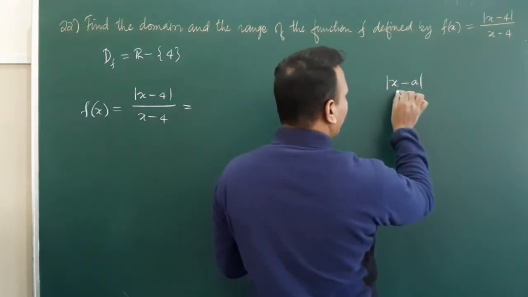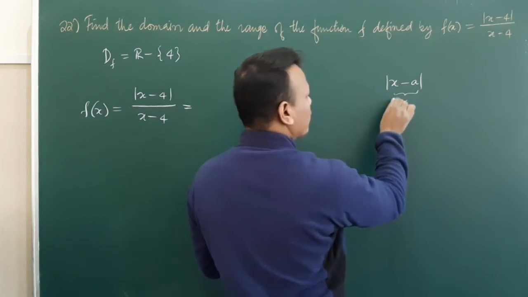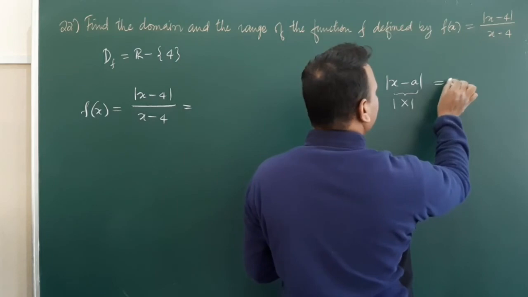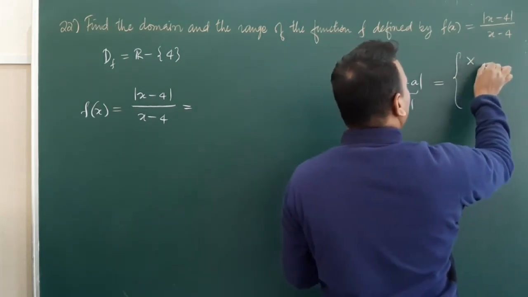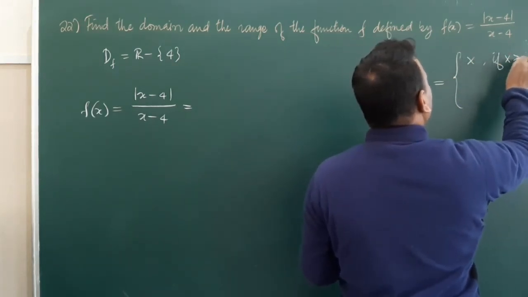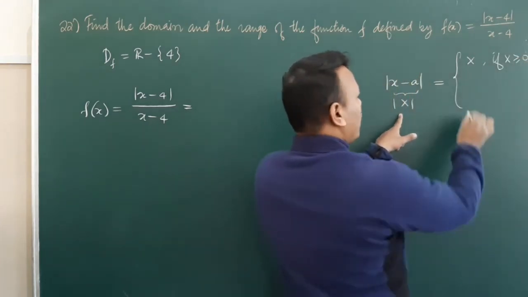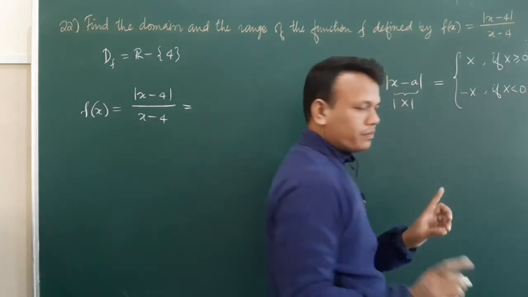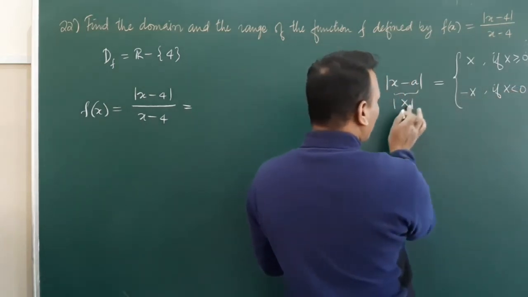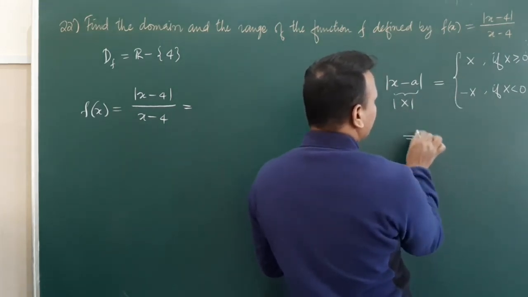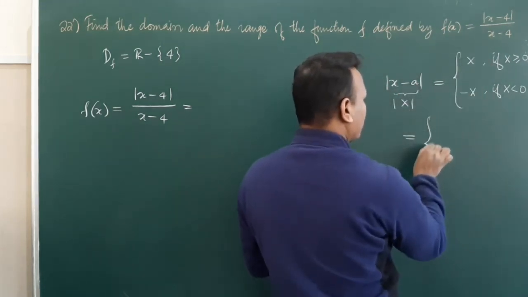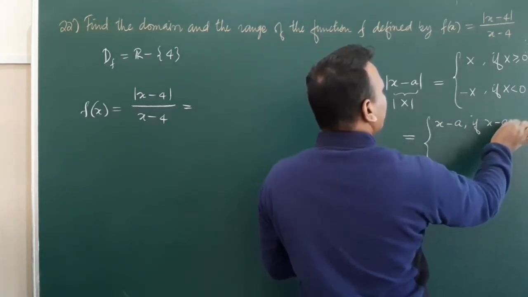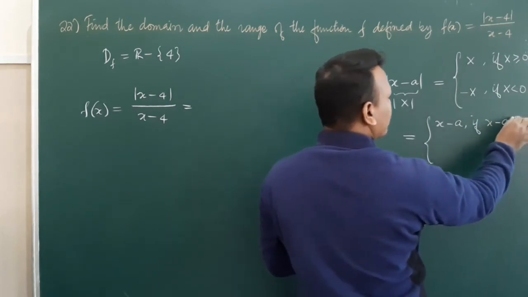Alright, so if I call this capital X, then this becomes modulus of capital X, isn't it? And we know that modulus of capital X can be written as capital X if capital X is greater than or equal to 0, and minus of capital X if capital X is less than 0. Now what is capital X? In fact, capital X is x minus a, isn't it? So that's why this becomes x minus a if x minus a, instead of capital X I am writing x minus a, greater than or equal to 0.